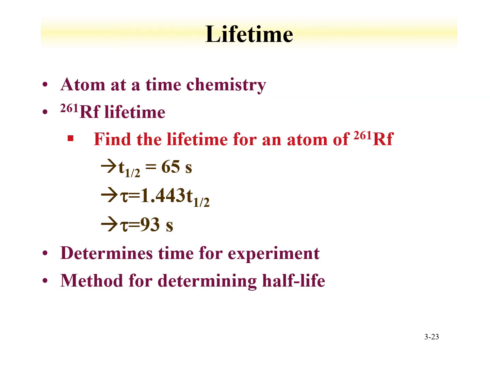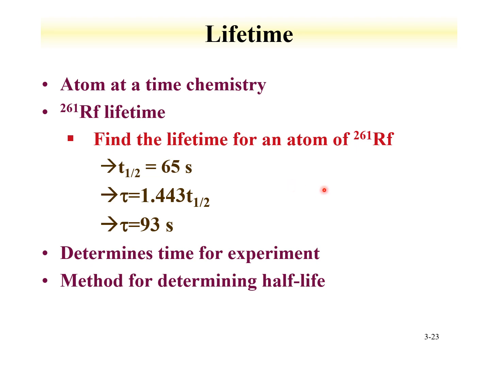A final example of a calculation from the equations that we've covered in part 1 of this lecture is the lifetime. Let's look at an example of atom-at-a-time chemistry, rutherfordium-261. What's the lifetime of this atom? The half-life is around 65 seconds. So 65 times 1.44 is 93 seconds. And this we use to determine the time for an experiment. We would want to perform a separation and get that sample on the detector within 90 seconds. So you're doing an experiment in the average lifetime of one of the atoms you're producing.